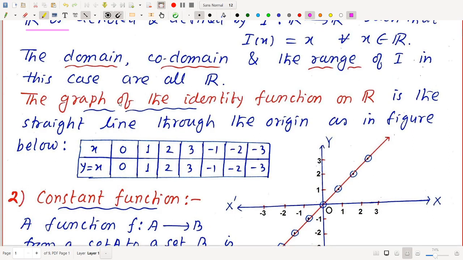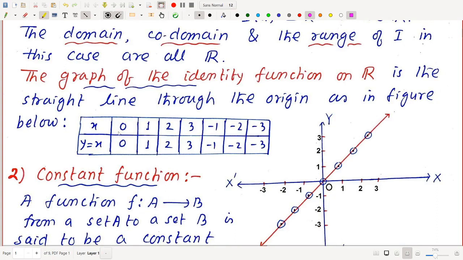Now, to draw the graph of this identity function, we first construct the table of values of x and I of x. But when we draw the graph of a function f, we consider the equation y equal to f of x. So here y equal to f of x becomes y equal to I of x, and I of x itself is x. That's why y equal to x. So y and x are same, means when x is 0, y is 0, x is 1, y is 1, x is 2, y is 2, etc. Some positive values, and again let us give some negative values. x is minus 1, y is minus 1, x is minus 2, y is minus 2, etc.